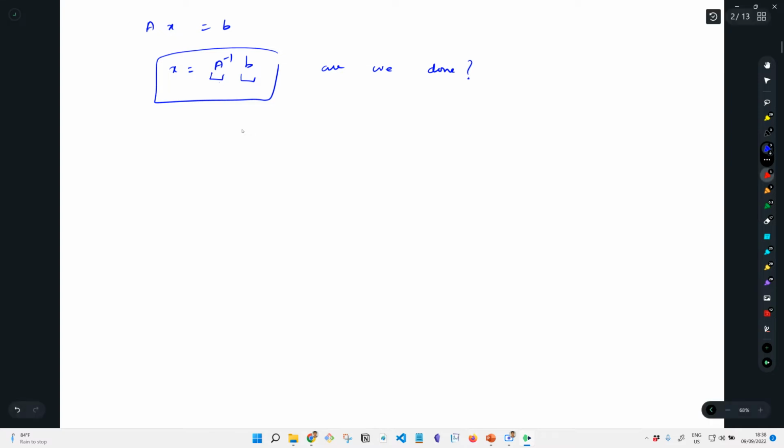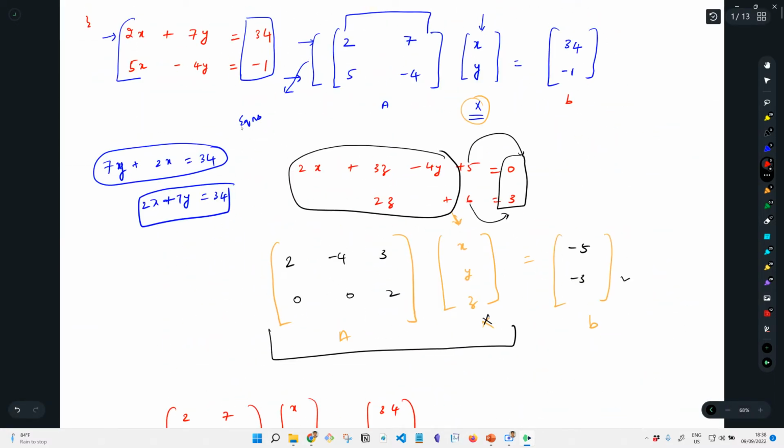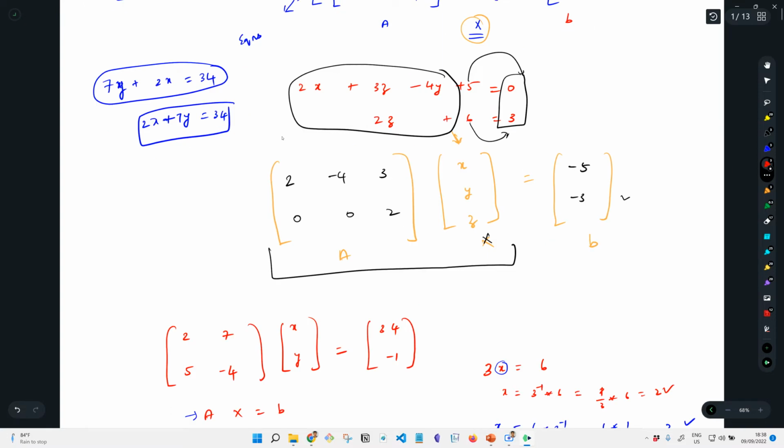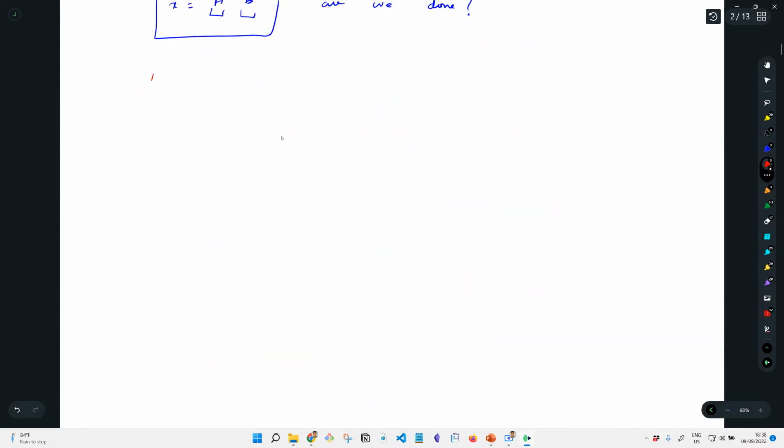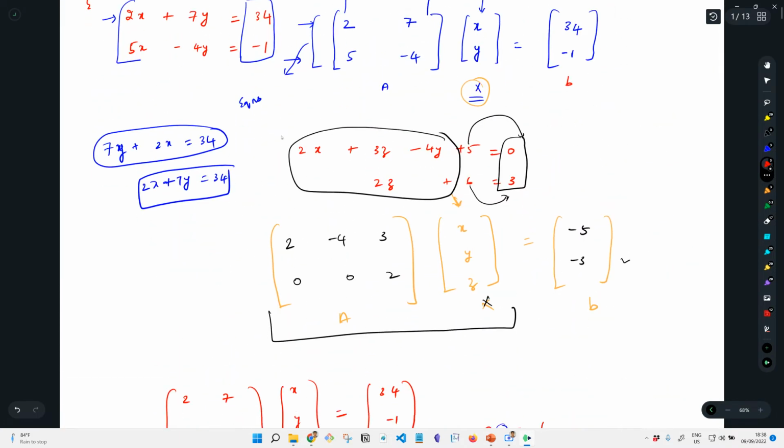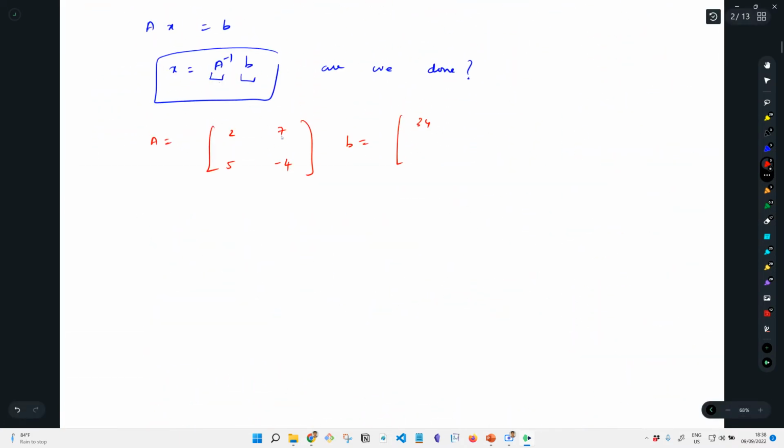No, sir. Why are you not done? See, we have to find the solution for this, right? So maybe let's quickly see the solution to this equation. We have a matrix 2, 7, 5, minus 4. So A equals 2, 7, 5, minus 4, and B equals 34 and minus 1. Now, can somebody calculate A inverse and tell me?